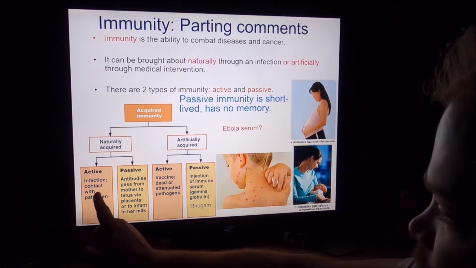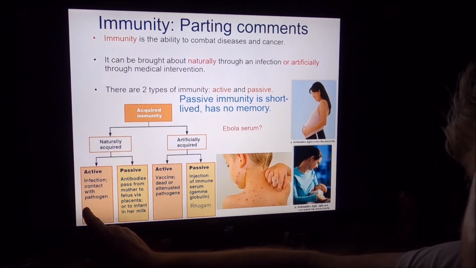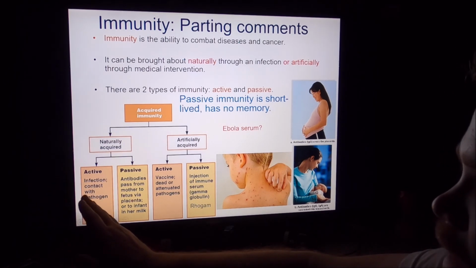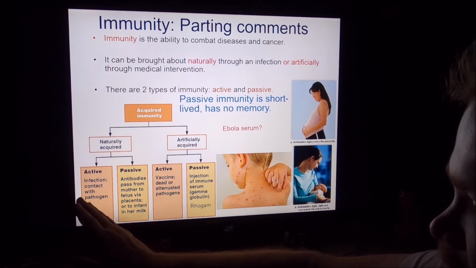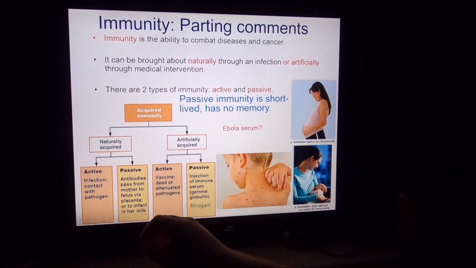Anyway, this would be like me and my chickenpox, okay? I was exposed to chickenpox, and I developed immunity to it. That's the idea here. That is naturally acquired active immunity. Active and natural. This is done in a normal way. Passively acquired natural immunity, this is like a kid being born with mom's immune system.